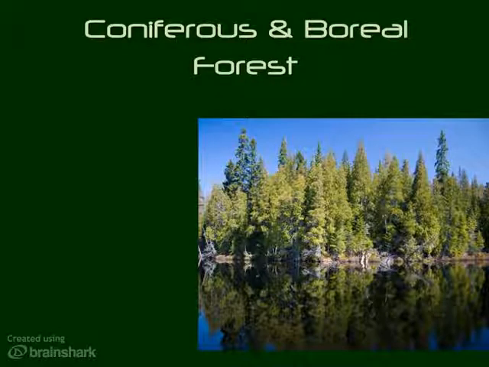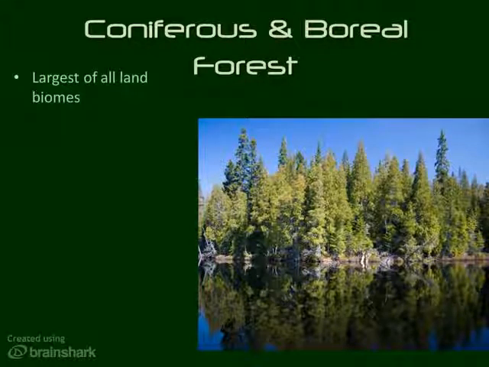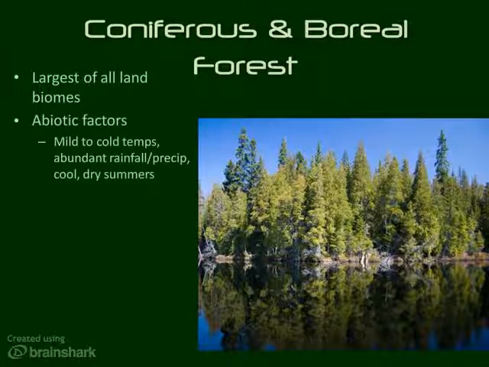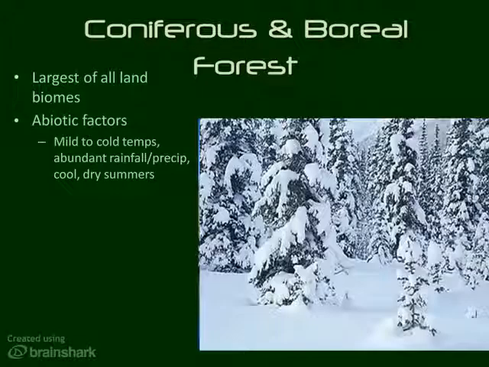As we move further north, we find ourselves in the largest of all the land-based biomes, the coniferous or boreal forest, also known as the taiga. The coniferous forest holds 22% of the world's carbon store in North America. It's also home to some of the largest oil and gas deposits in the world. This biome stretches across the northern parts of North America, Europe, and Asia. Temperatures are mild to cold during the spring, summer, and fall. Winters are cold. Rainfall and precipitation, like snow, is abundant during the spring, fall, and winters. Summers tend to be cool and dry.